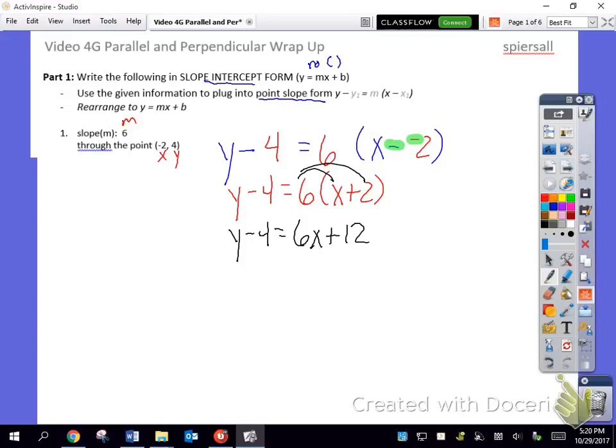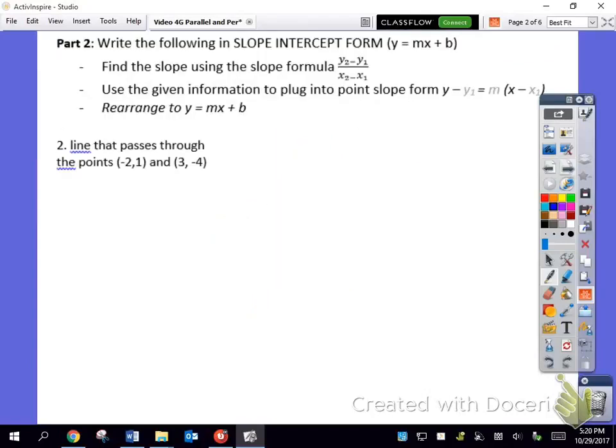And then you have to solve for y, so move the negative 4 to the other side, it becomes a plus 4. So y equals 6x, and then 12 plus 4 is 16. That's your answer.